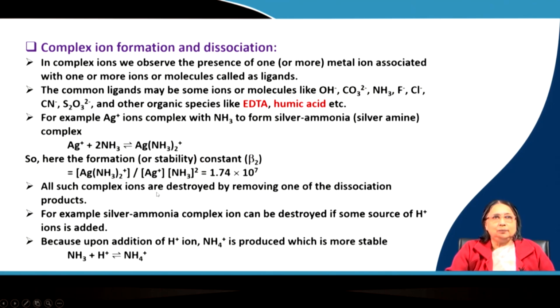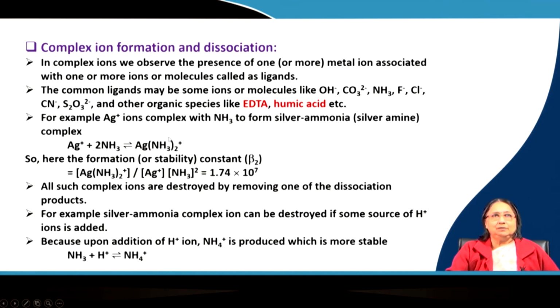All such complex ions are destroyed by removing one of the dissociation products. When the complex dissociates, it forms these products, so if you can remove one of them, the reaction will go in the backward direction. For example, the silver ammonia complex ion can be destroyed if some source of H plus ion is added, because upon addition of H plus ion, NH4 plus is produced, which is more stable. So ammonia will be removed as ammonium ion.